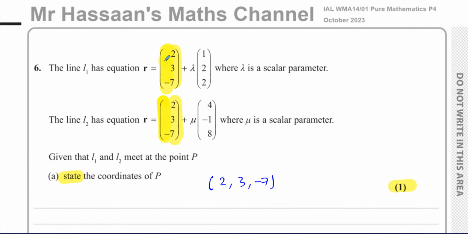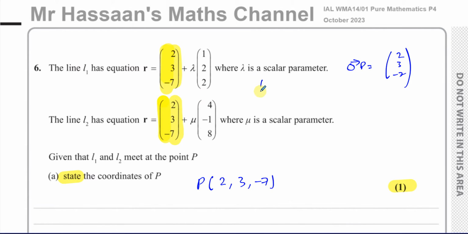This is the position vector of a point which is on both lines. O to P is the vector (2, 3, -7). Therefore the coordinates of P are 2, 3, and negative 7. And that's as simple as that. We don't have to do any calculation.